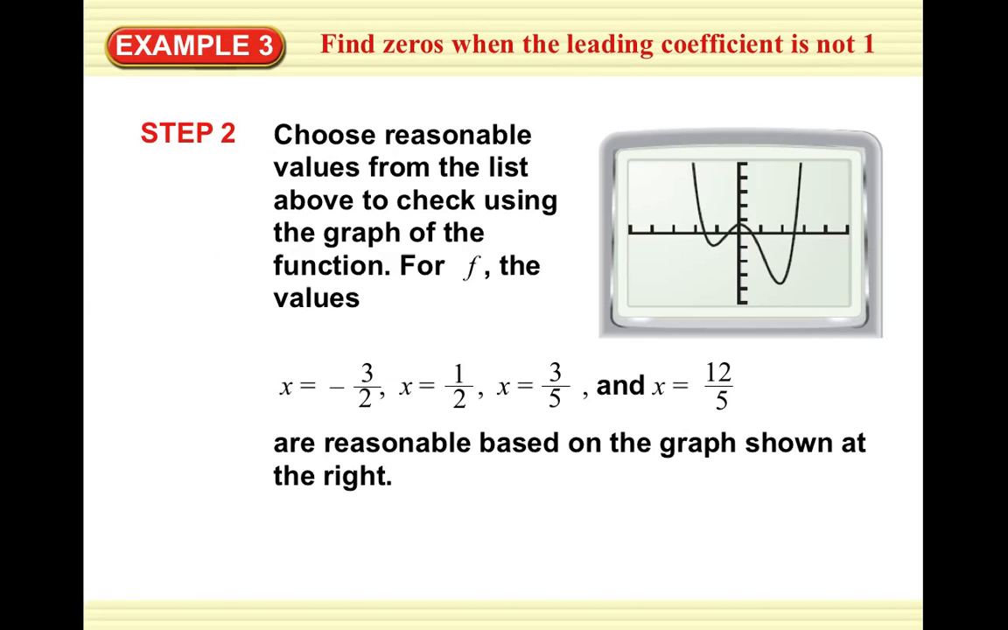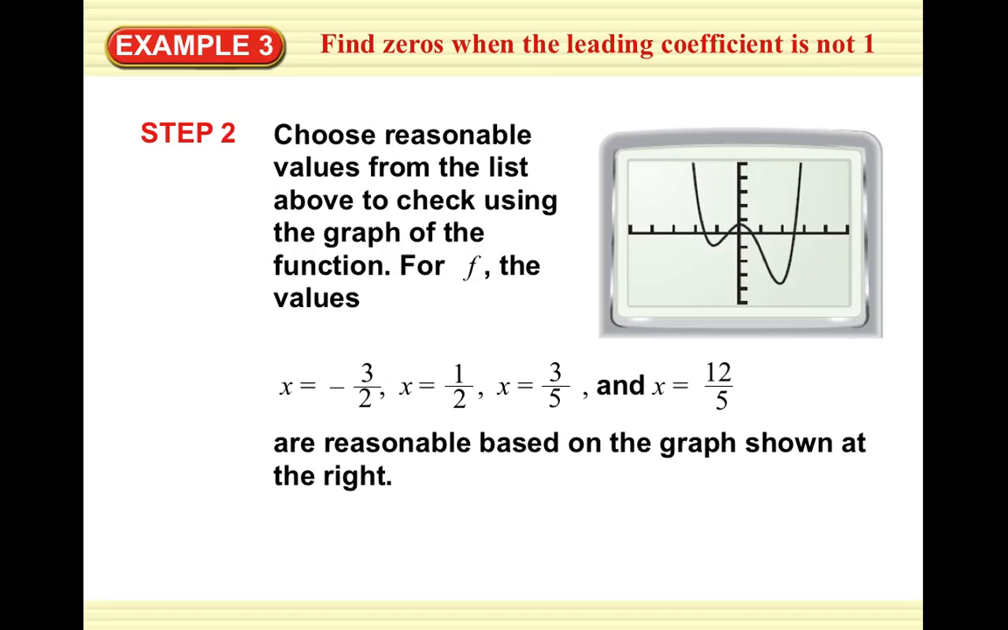Step 2 is, let's check for some reasonable values here by graphing the function. Make sure you adjust your window to see all of the twists and turns and the end behavior. Since this was an x to the fourth, all of the directions of the graph were pointing in the same direction. Because it was positive, they're all pointing up because f of x is going to approach positive infinity. Now when we look at that, we can see that the values negative 3/2, 1/2, 3/5, and 12/5 look pretty close from our list to what we're seeing on the graph.